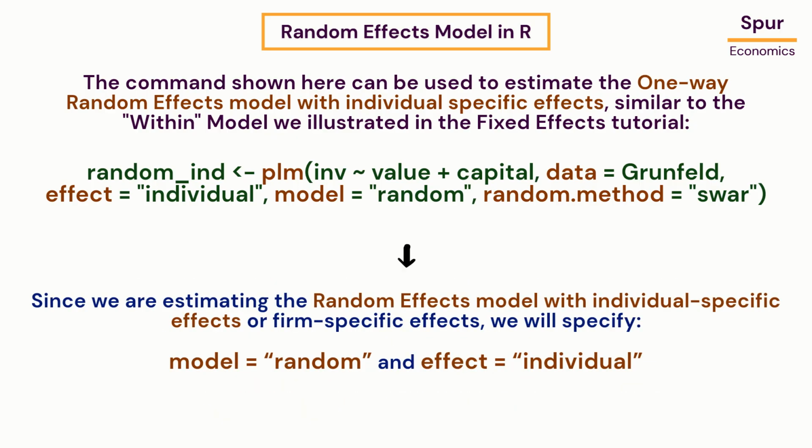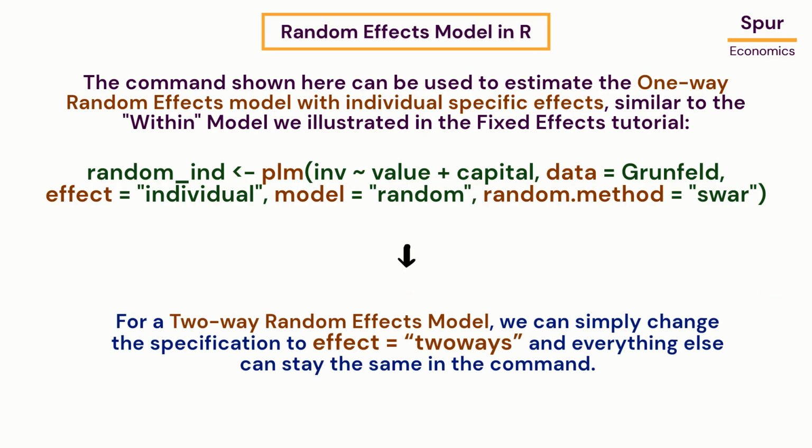Since we are estimating a random effects model with individual specific effects or firm specific effects, we will specify model equals random and effect equals individual. For a two-way random effects model, we can simply change the specification to effect equals twoways and everything else can stay the same in the command.